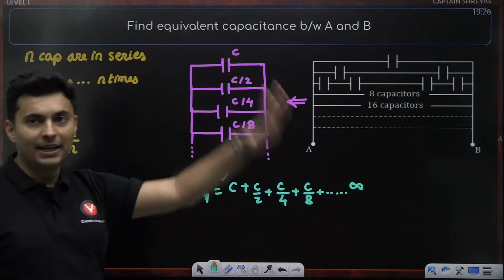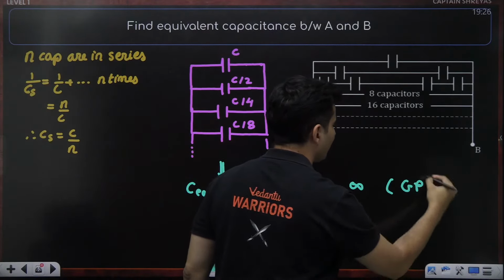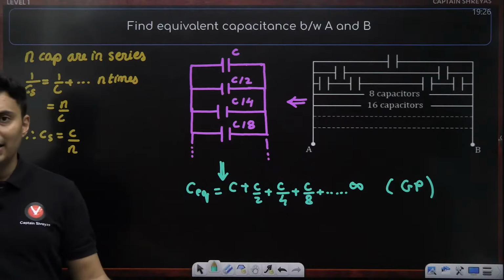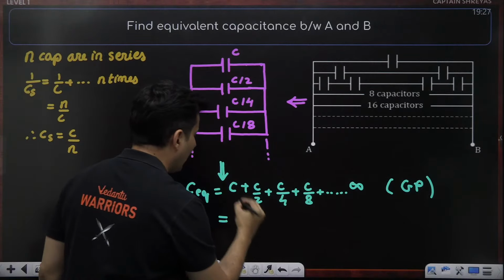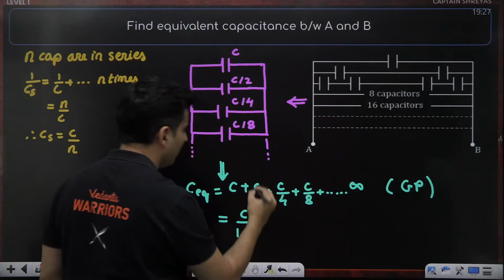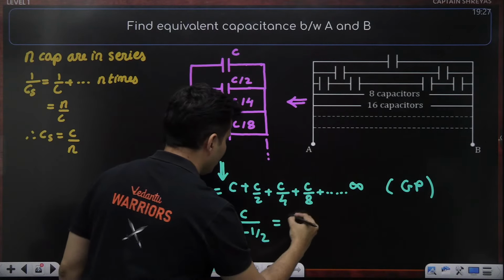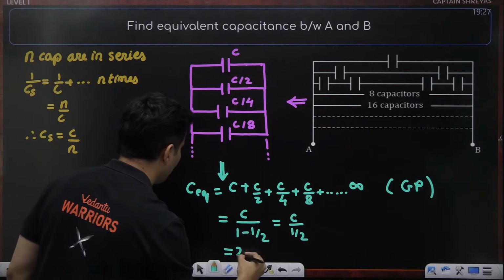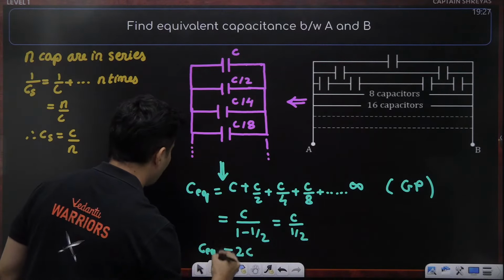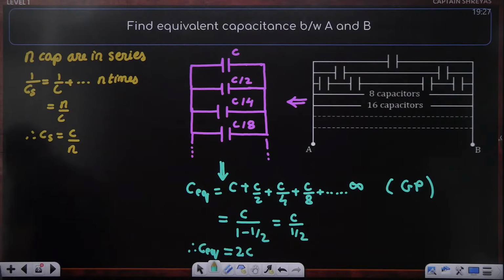This looks to me like a GP series, like a geometric progression. Is that right? And what is the sum till infinity? A upon 1 minus r. A is the first term upon 1 minus common ratio, which is half. So 1 minus 1 by 2. So hence it will be C by 1 by 2. So 2 will go on the top. So hence it will become 2 times C. So the equivalent capacitance is basically 2C. Got it? How to solve this question?